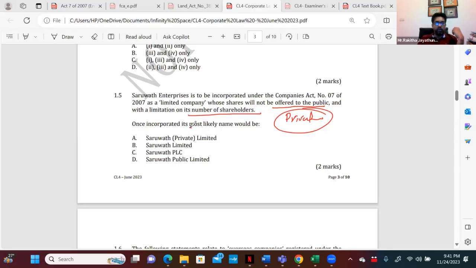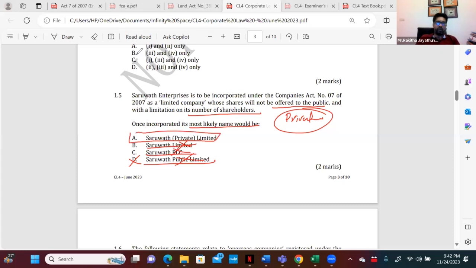Once incorporated, its most likely name would be Sarwat Private Limited, Sarwat Limited, or Sarwat PLC. Sarwat Limited is a public company. There they can offer shares to the public. Sarwat PLC is listed on the Colombo Stock Exchange. There's nothing called Sarwat Public Limited, so this is wrong. But if you look at the requirements here, they're not going to offer shares to the general public. So obviously, it cannot be Sarwat Limited. It cannot be Sarwat PLC. And there's nothing called Public Limited. That is also out. And obviously, it has to be Sarwat Private Limited.